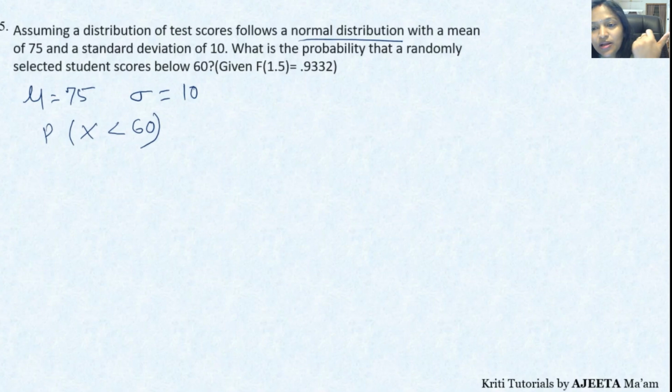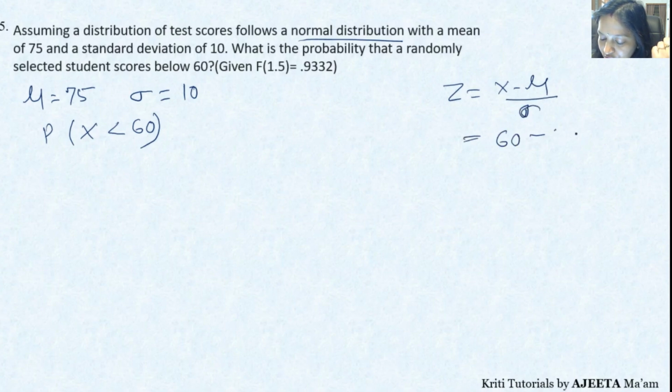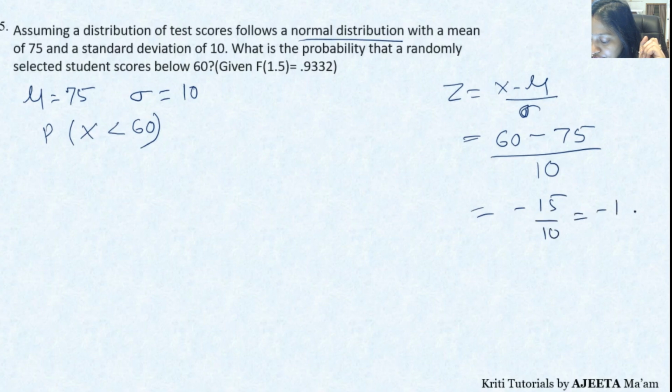तो 60 के लिए पहले हम z स्कोर निकालेंगे. So z score is x minus mu upon sigma. I think you have learned this formula now. So which is 60 minus 75 upon 10. Right? So what do you get here? Minus 15 upon 10, which is minus 1.5. So your z score is this.